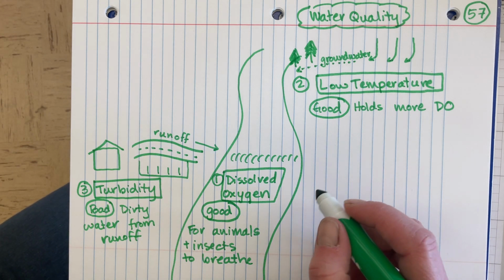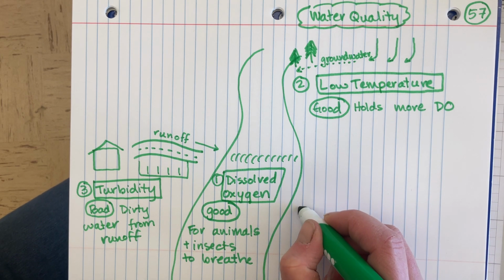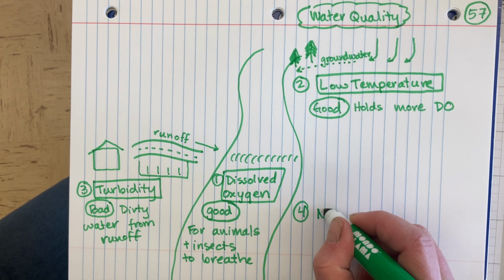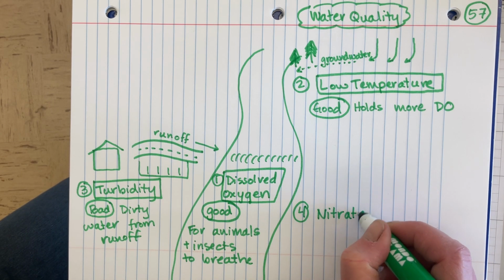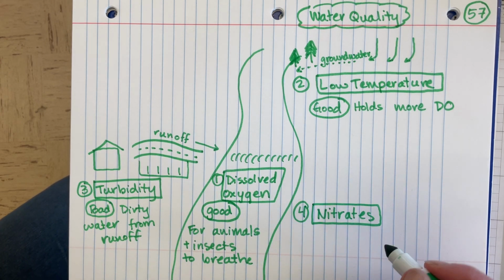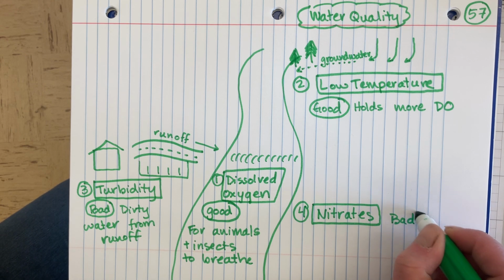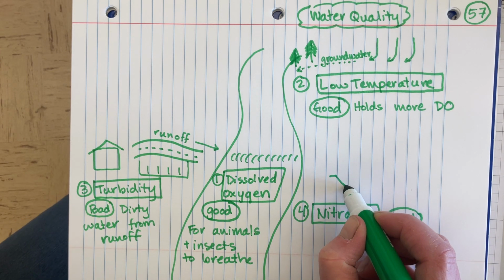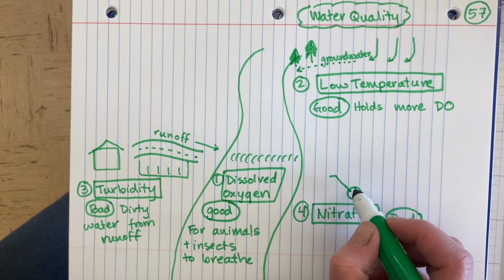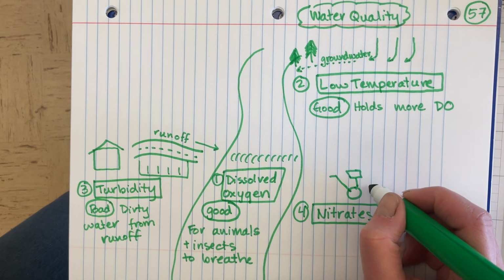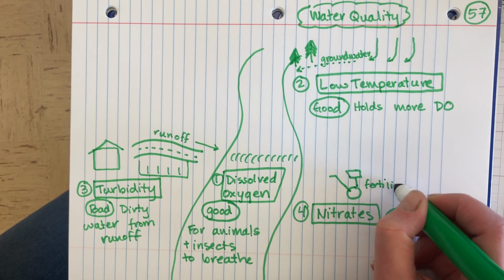The fourth thing that we tested when we tested Camille Creek water was nitrates. And nitrates are bad for water quality. And they tend to come from chemicals that we put on our lawns and our farms that helps the plants grow. That's supposed to be a fertilizer machine. I know that doesn't look like it.